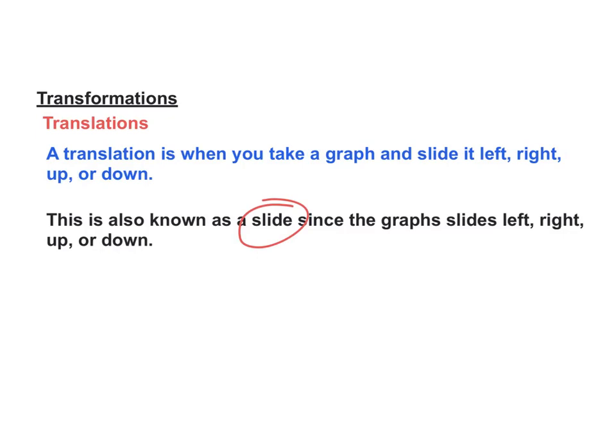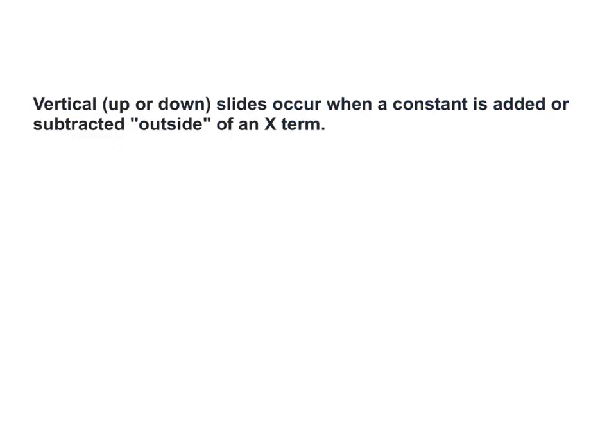It's really the same thing. Just over explaining why it could also be called a slide. All right, talk about it. Here's how the vertical slide happens. When a constant, remember a constant is just a plain number, no variable, is added or subtracted outside of an x term, and I put outside in quotation marks because, well, you're going to see in a second. You'll see what I mean by outside.